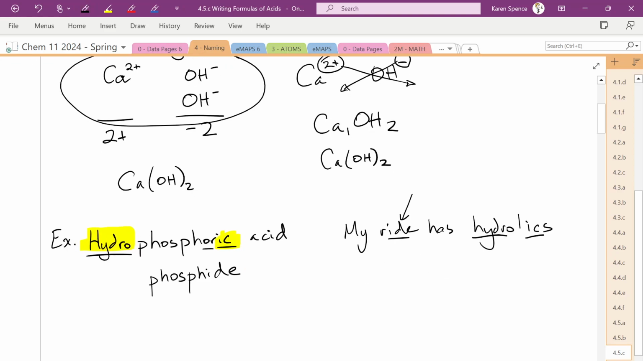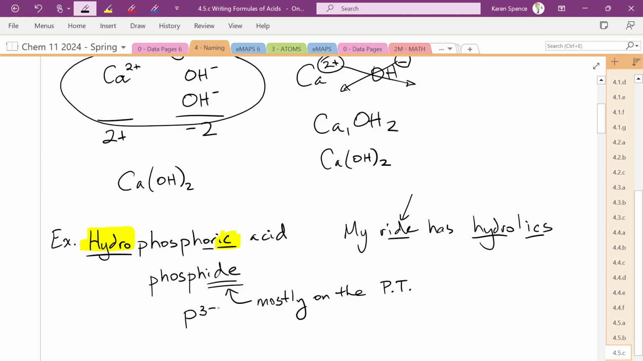What is the symbol for phosphide? No, it is not PO4. Where do you find most of your ide ions? Other than hydroxide and cyanide, these are mostly on the periodic table. Yes. So who is phosphide? P. What is the charge of P? It's in group 15. 3 minus.